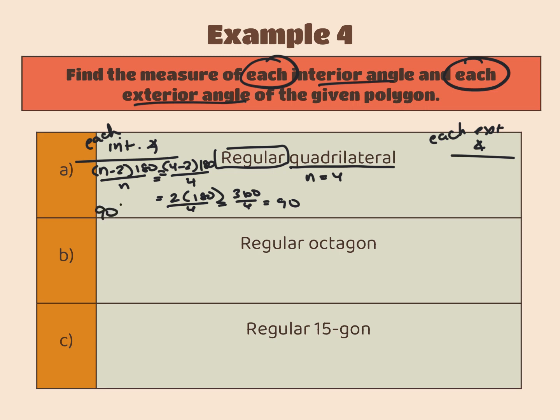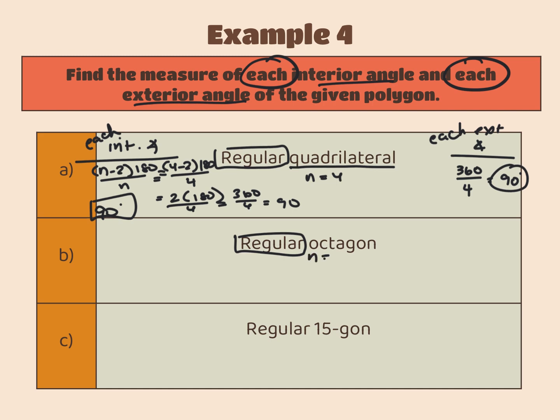I'll try to do it a little neater. Now, each exterior angle, remember the sum is always 360. So all I have to do is divide 360 by 4, and I'm going to get 90 degrees. So there's my exterior.